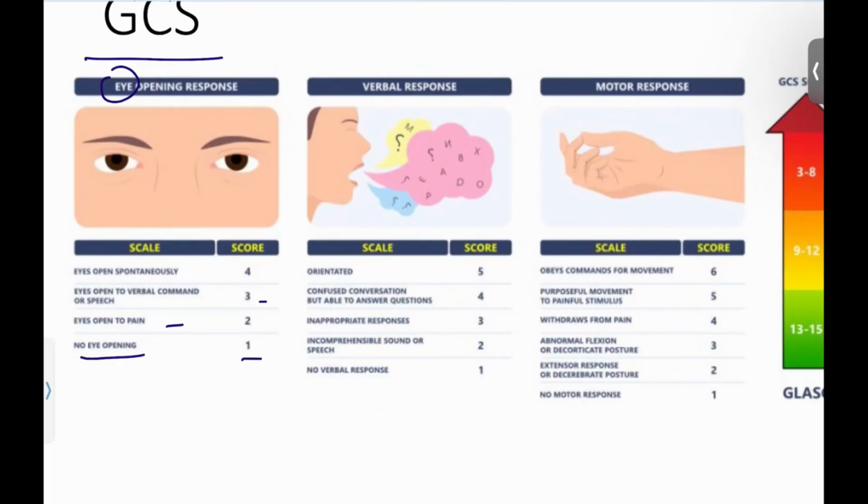Next, coming to the verbal response: if the patient is oriented, that is 5. If the patient is confused but able to answer, telling his name and responding well, that will be 4. If the patient uses inappropriate responses, for example cursing us, using bad words, or shouting loudly, that will be 3. Incomprehensible sounds, where the patient is only making sounds of pain, for example moaning in pain, is a score of 2. And no verbal response is 1.